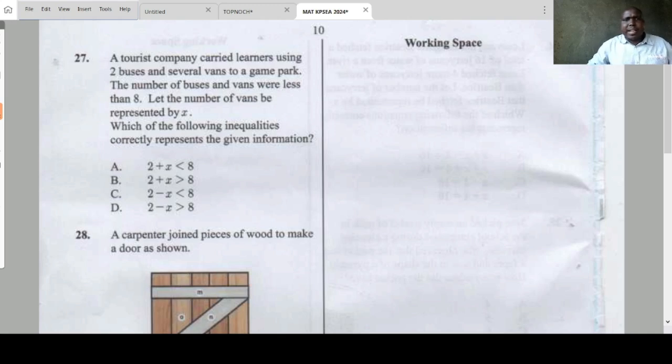A tourist company carried the runners using 2 buses and several vans to a park. The number of buses and vans were less than 8 in total. Let the number of vans be X. So if the buses were 2 plus the vans which were X, they were less than 8.